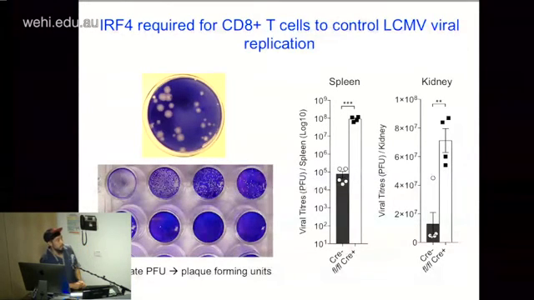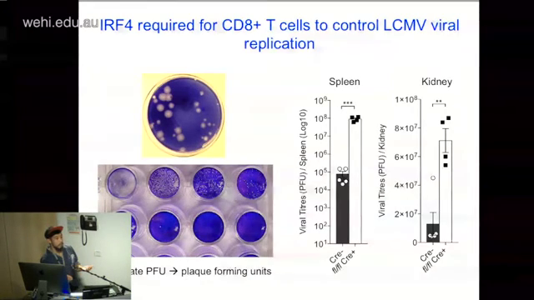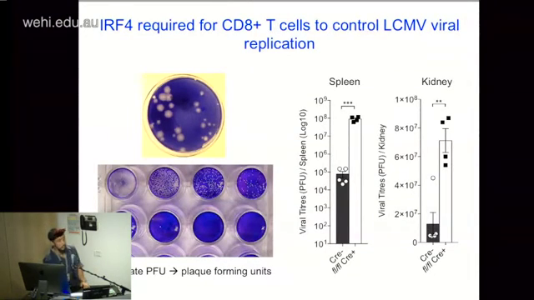And these pictures on your left are a typical picture of what a viral plaque assay would look like. So once you've done this assay, then you count the number of plaques to determine your overall concentration of virus in your organ. So here I've just done spleen and kidney. And this graph just shows that the wild type mice are okay at controlling virus over time. Whereas if you knock out IRF4 in T cells, then you have much higher levels of virus in the spleen and kidney, meaning that IRF4 is very important for T cells to control virus infection.